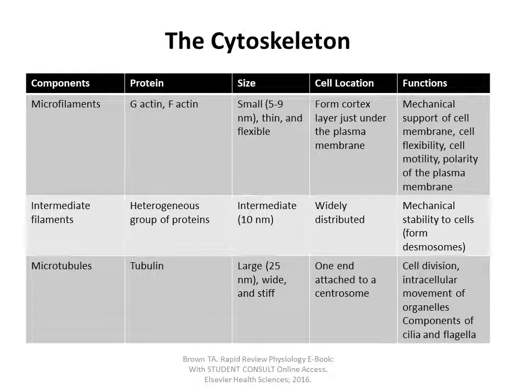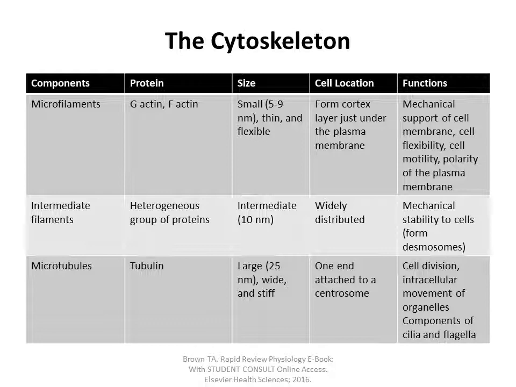Where are they found? They form a cortex layer just under the plasma membrane. So the microfilaments are concentrated just under the plasma membrane. What do they do there? They provide mechanical support of the cell membrane, cell flexibility, cell motility, and polarity of the plasma membrane. What is the polarity of the plasma membrane? We are going to revisit it again later.